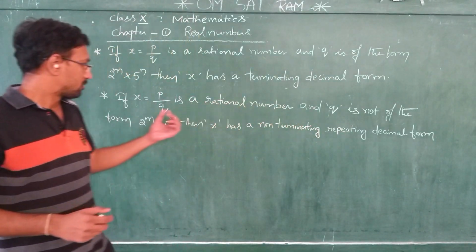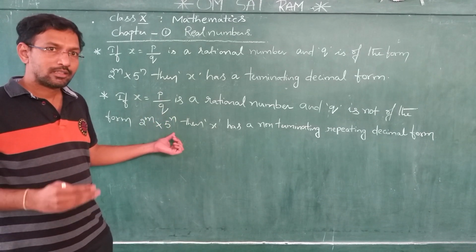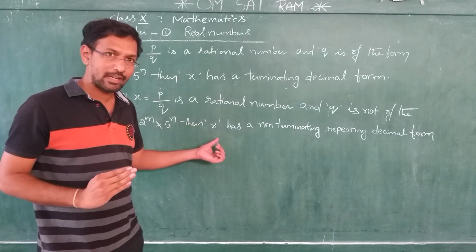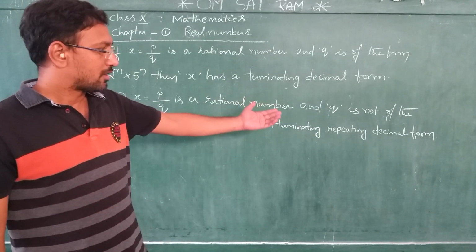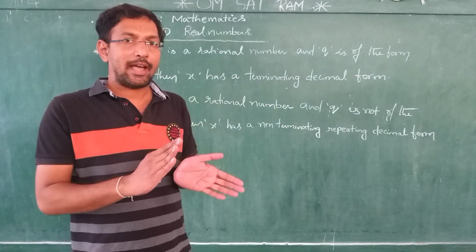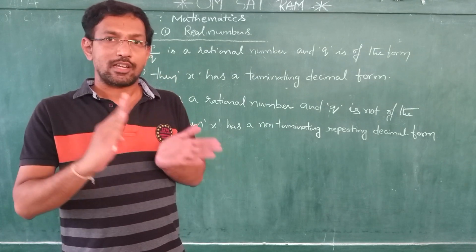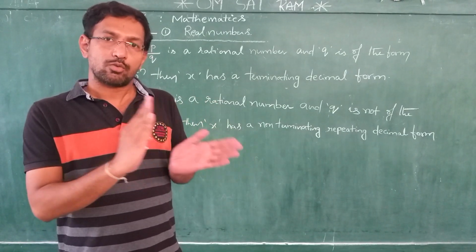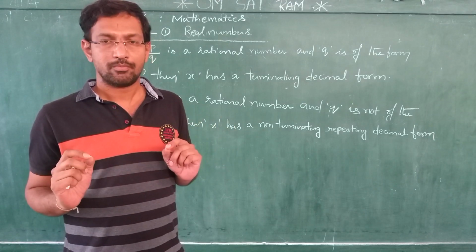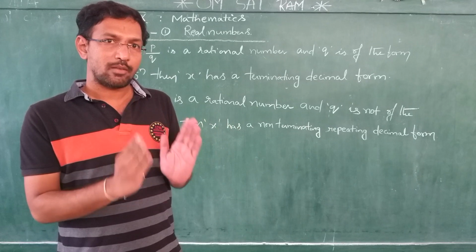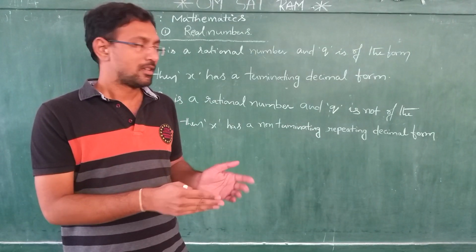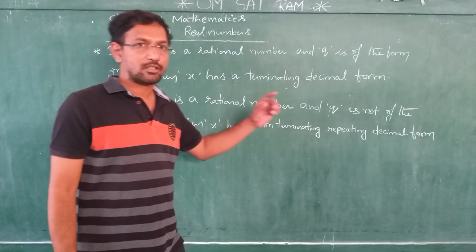If x equal to p by q is a rational number and q is not of the form 2 power n into 5 power n, that is, the denominator is not in the form of 2 power n into 5 power n, then x has a non-terminating repeating decimal form. That is, if the prime factors of the denominator of a rational number are only 2 and 5, then the rational number has terminating decimal form. If the prime factors of the denominator are other than 2 and 5, then the rational number has non-terminating repeating decimal form.